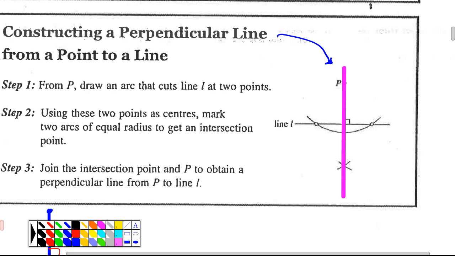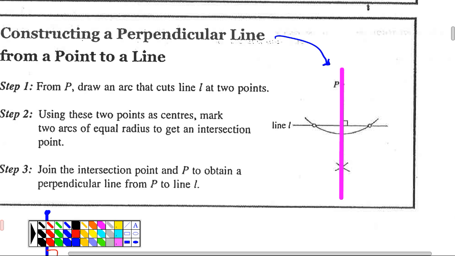Okay, let's follow the instruction. From P, draw an arc that cuts the line at 2 points. So what do I mean? From P, you place the compass at P so that you can draw an arc, a different arc. So I draw on my diagram. Mine is definitely wrong because I draw freehand. So when you draw an arc from placing the compass at P, done.